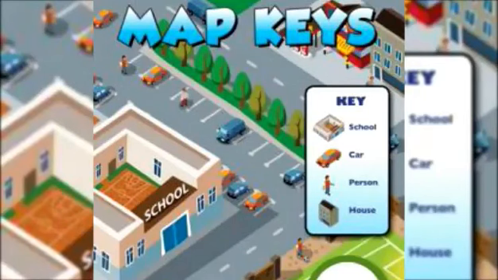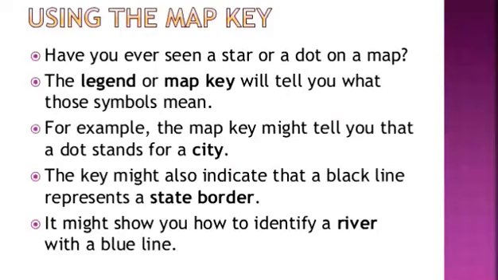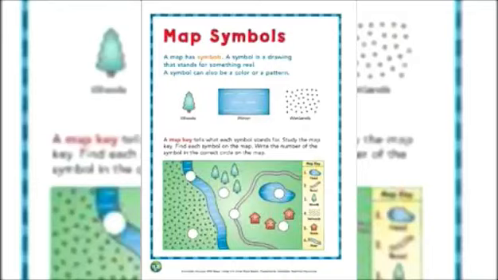Second element of the map is key. A map key or legend is included with a map to unlock it. It gives you the information needed for the map to make sense. Maps often use symbols or colors to represent things, and the map key explains what they mean.